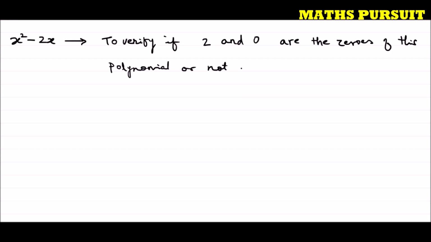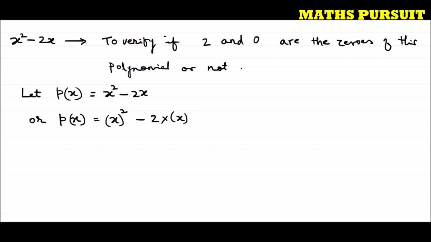So question has given us x^2 minus 2x. So let us assume p(x) is equal to x^2 minus 2x. Just we are assigning p(x) to x^2 minus 2x so that we can solve this easily. Or I can write p(x) is equal to (x^2) minus 2 into x. Hope guys I'm very clear till here.